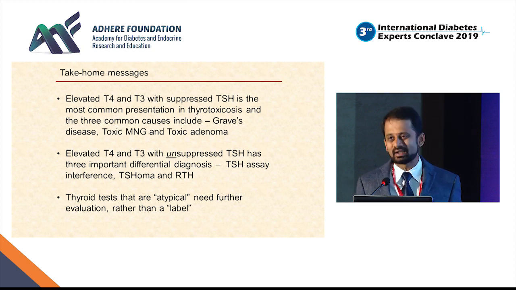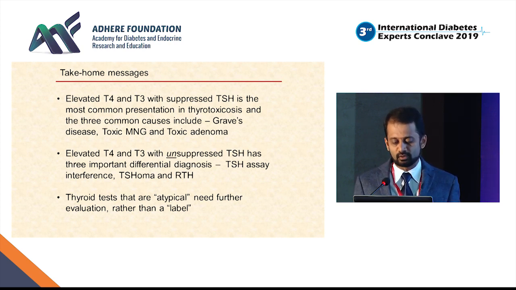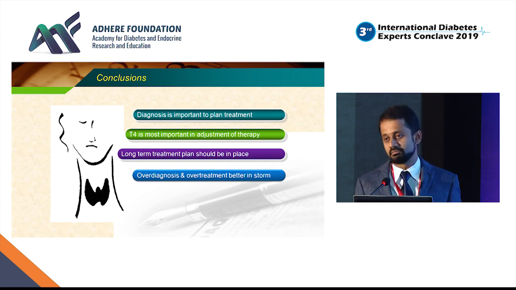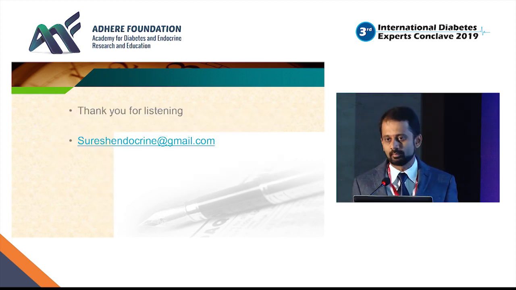If you get an atypical thyroid function test, you need to evaluate rather than just labeling. Especially in India, patients go to different labs at different times, and the challenge is to interpret the thyroid function tests. So to conclude, the diagnosis is important to plan treatment, T4 is the one which will guide us a lot, a long-term plan should be in place, and over-treatment is better in storm. I stop there, and as Krishna said, we have 2 minutes if you want to discuss anything.